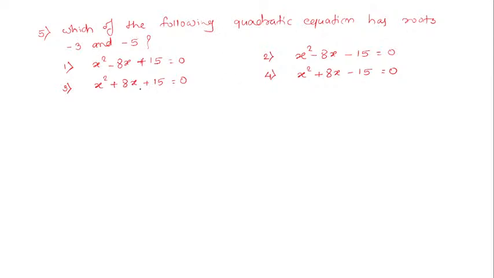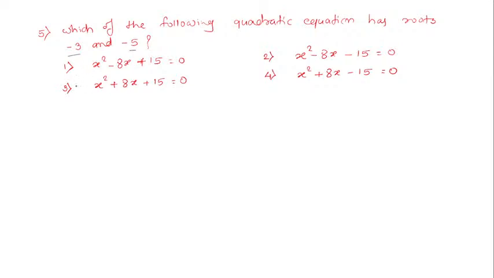So these are the 4 quadratic equations given, which look similar to each other. That is, first is x square minus 8x plus 15 is equal to 0, or x square minus 8x minus 15 is equal to 0, or x square plus 8x plus 15 is equal to 0, or x square plus 8x minus 15 is equal to 0. We have to decide which is the equation among these 4 which has the roots minus 3 and minus 5.